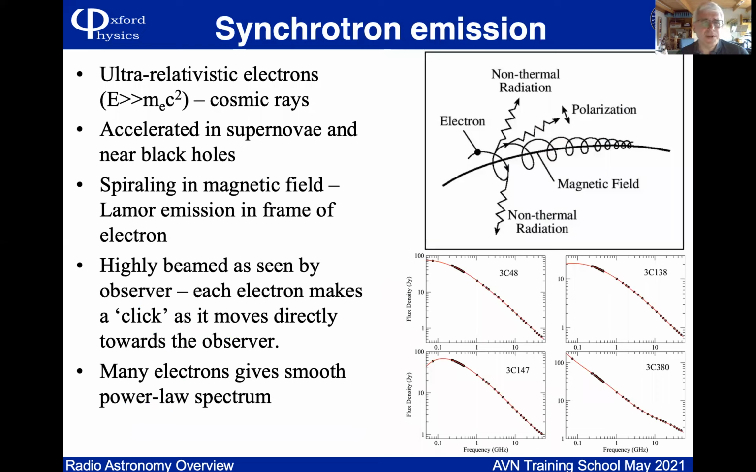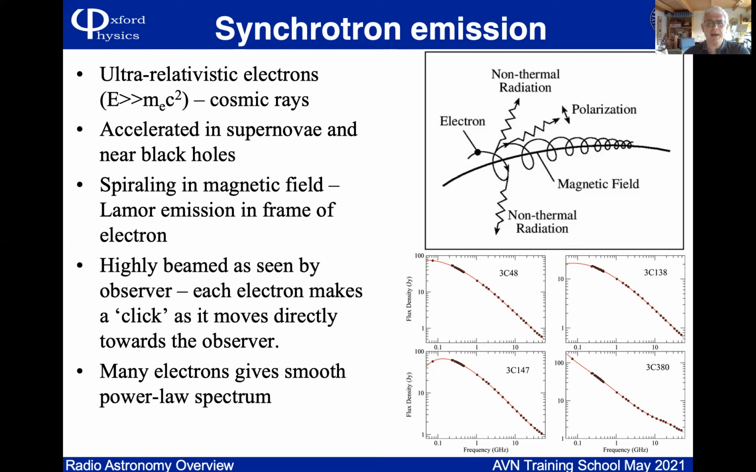So synchrotron emission first. That's probably the most important mechanism in radio astronomy. It's what most of the radio sources, the compact sources that you see in the radio sky, it's how they emit most of their energy. And this comes from ultra-relativistic electrons, so electrons whose energy is very much greater than their rest mass. Electrons acquire these very high energies in supernovae and near black holes. There are mechanisms that can accelerate a small fraction of the electrons in these objects up to very, very high energies. And there are magnetic fields throughout the universe.